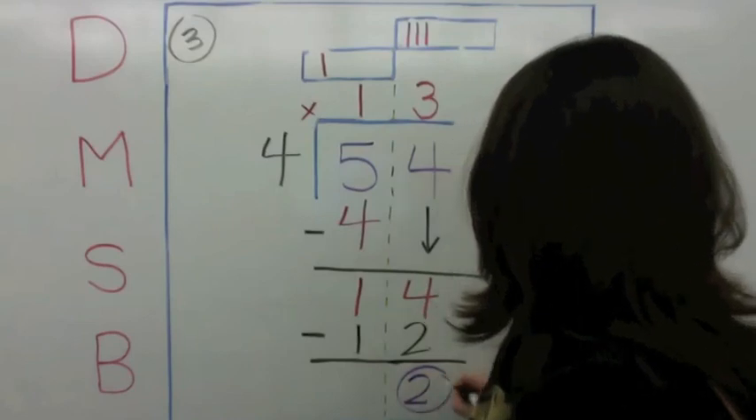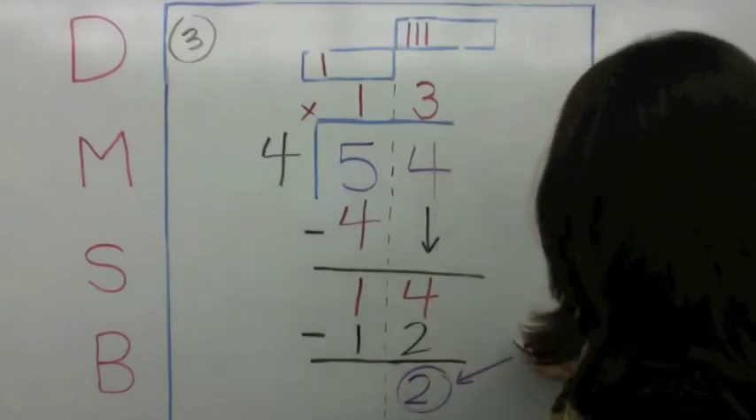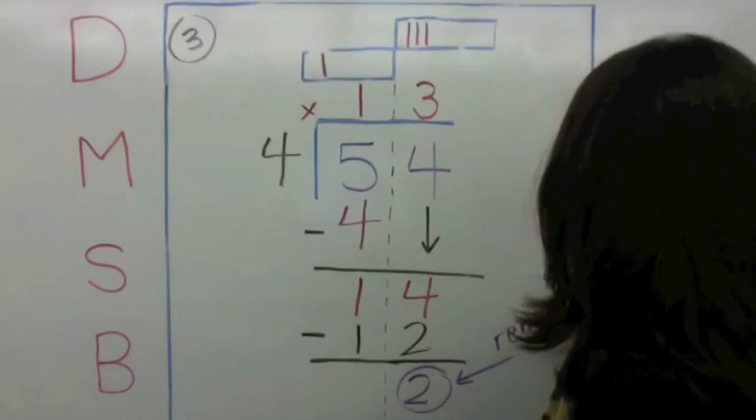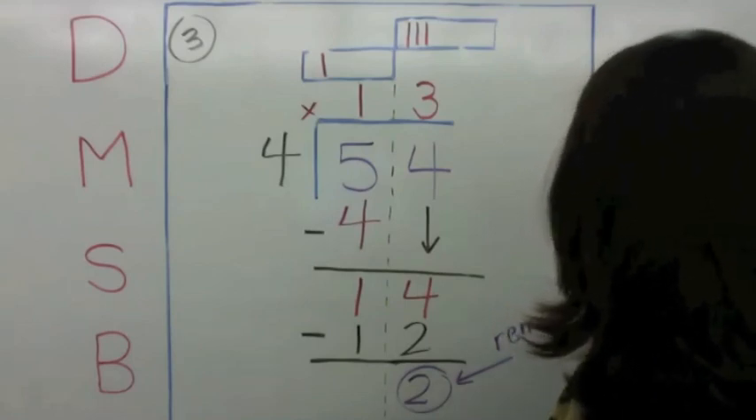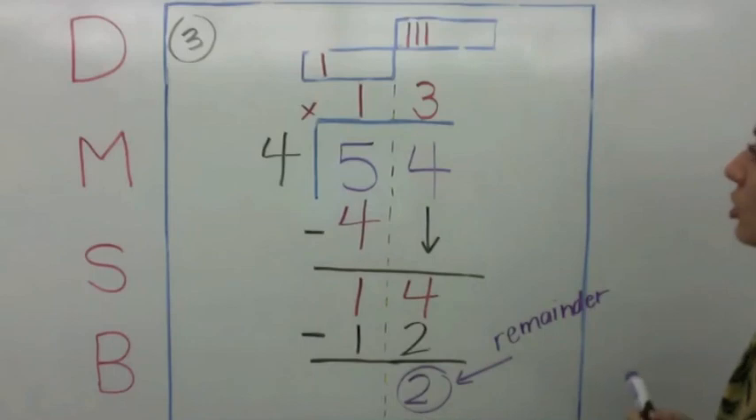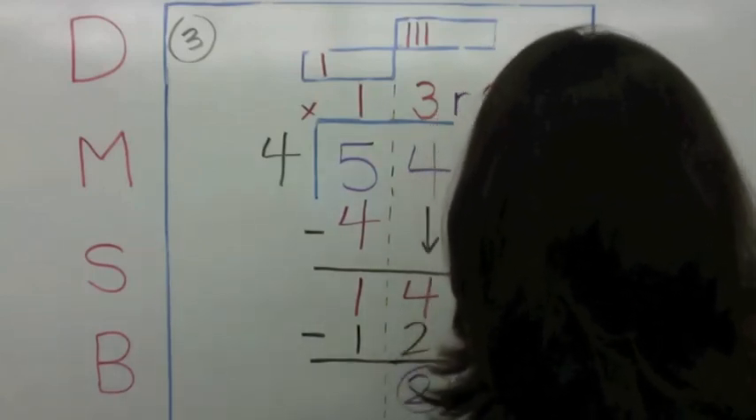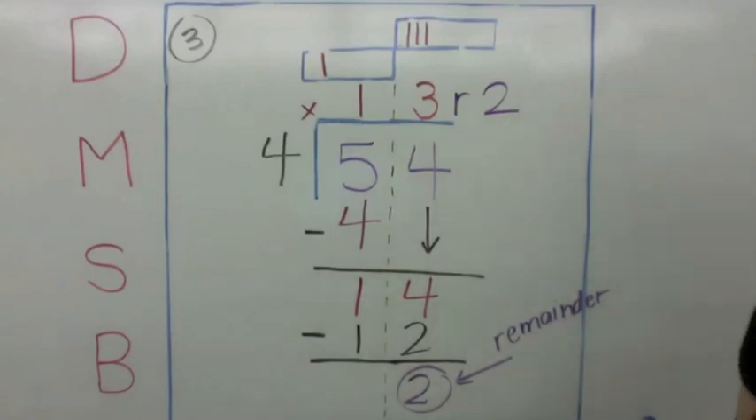Circle this. What is this called? What's this called, guys? It's called a remainder. Yes, it's called a remainder. Okay? So we say the answer is 13, remainder 2. Very nice. Go ahead and get that down.